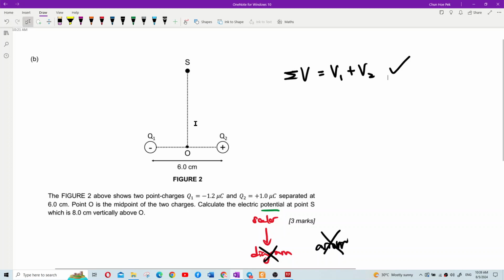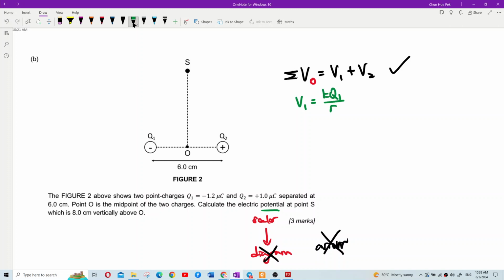So, okay. This is the potential at point O. Just put at point O. So we have V1 and V2. We need to find V1 and V2 first. Find them one by one first. V1 is what?